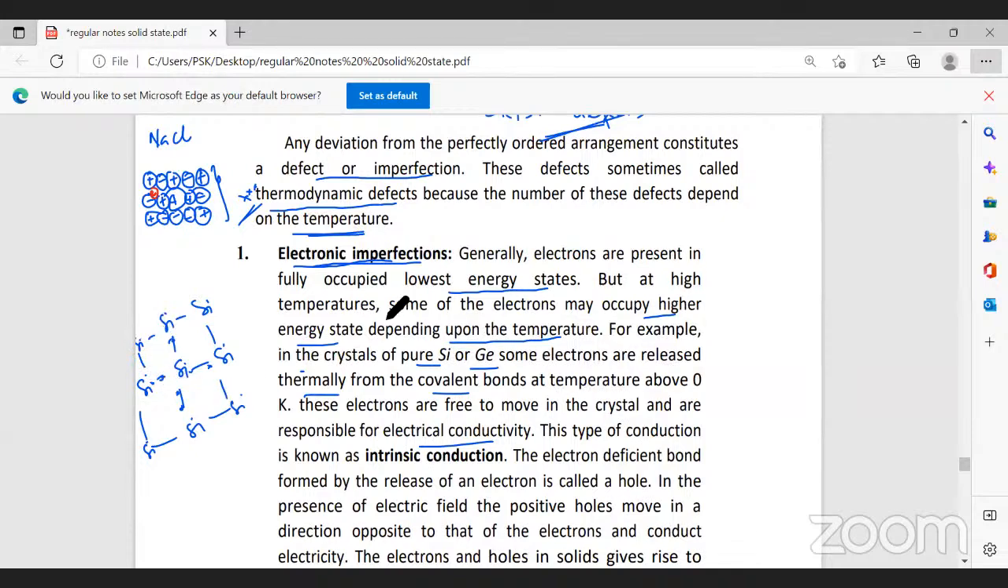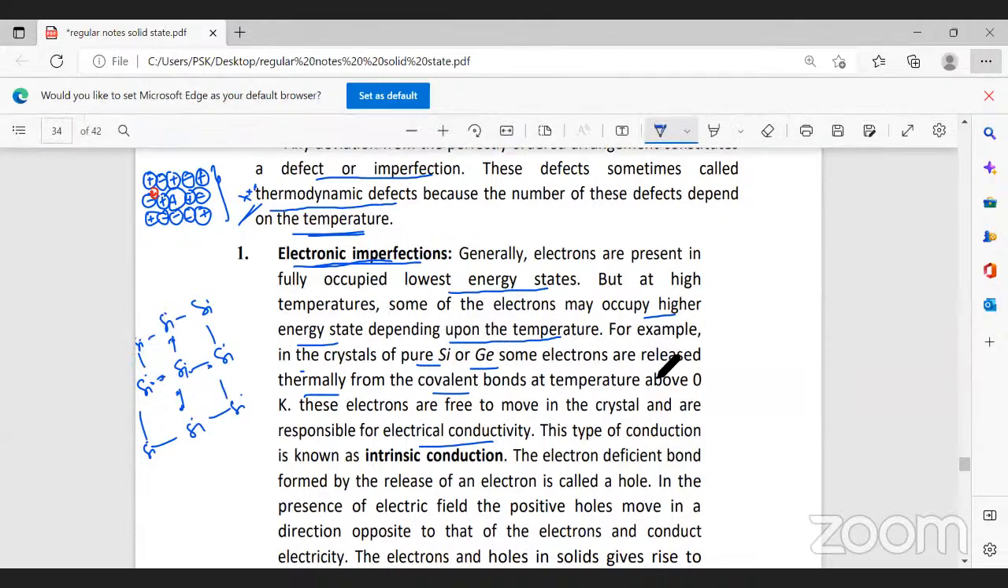Now, if the temperature is increased above 0 Kelvin, the electrons are free to move. What do you mean by that? These bonds are made of 2 electrons. These bonds will break. When bonds are broken, these electrons are free now. This electron starts moving. Therefore, electrical conductivity is possible. That is why we call silicon and germanium metalloids. They have a non-metallic character as well as a metal character.